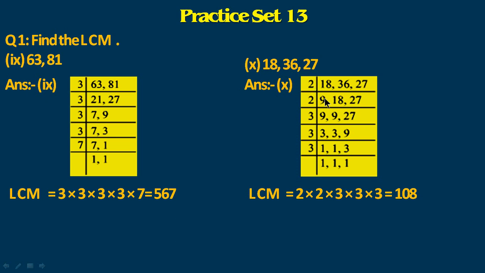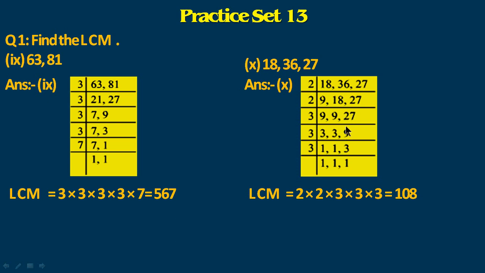Now 18 and 36, 2 is common, so we begin with 2. 2 9s are 18, 2 18s are 36. 27 will be taken down. Next line you see 9, 18, 27. 2 9s are 18. 9 and 27 will be taken down. Then 3 3s are 9 and 3 9s are 27.